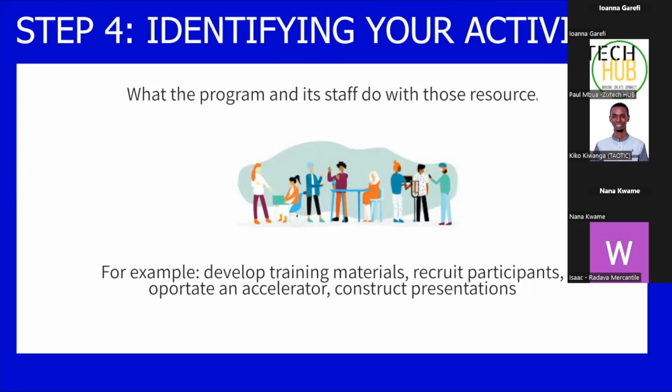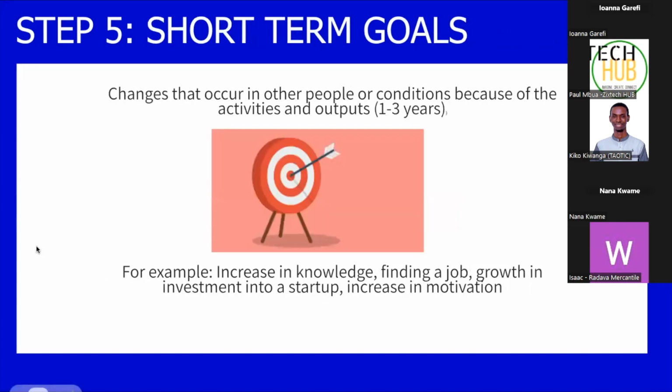Output is tangible. It's very easy to count as things that you create. An outcome, which is the next step, is actually things that made a change because of your activities and output. So let me go to the next step, which is the outcome. Change that occurs in other people or conditions because of the activities and the inputs. So what we're looking at here is the change.